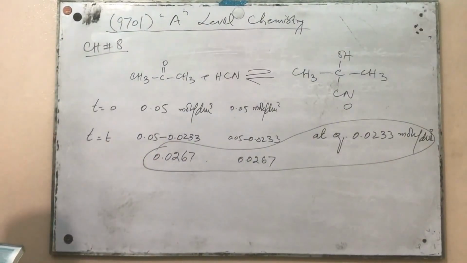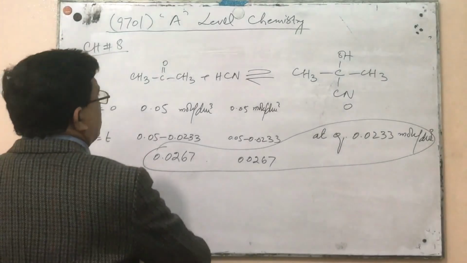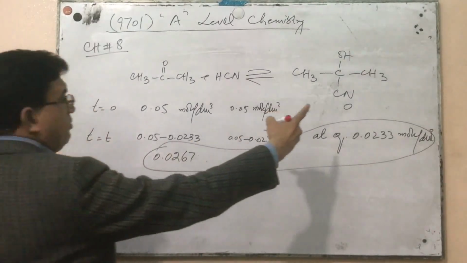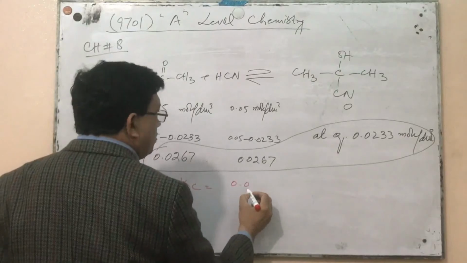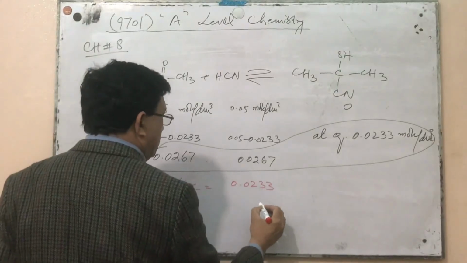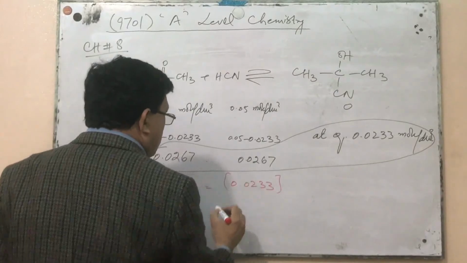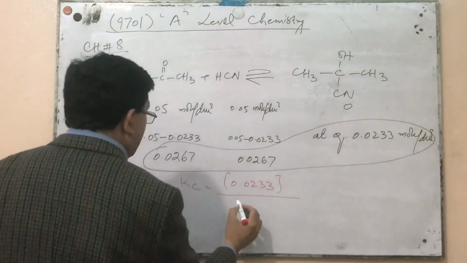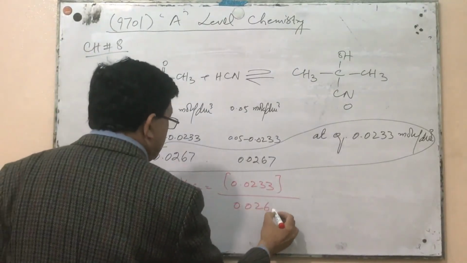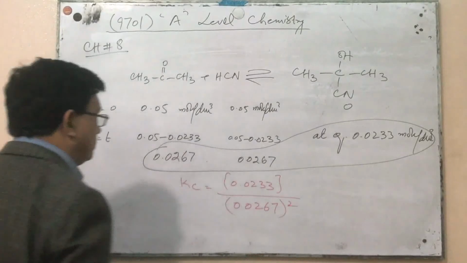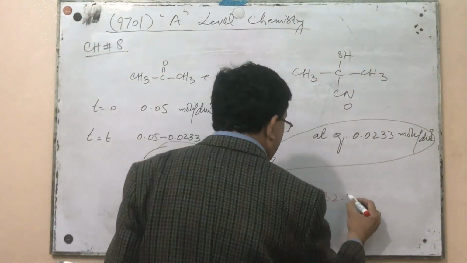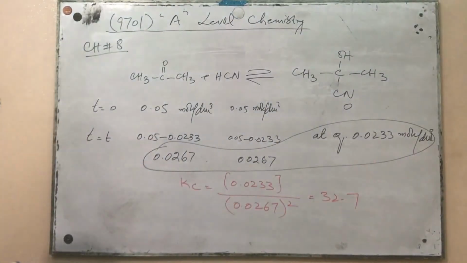Now these values are the values at the equilibrium point. Now these values will be utilized in the equilibrium constant expression. Now we will calculate Kc. Kc will become 0.0233 mole per dm cube divided by 0.0267 squared. By solving, we will get the answer 32.7. This is the equilibrium constant.